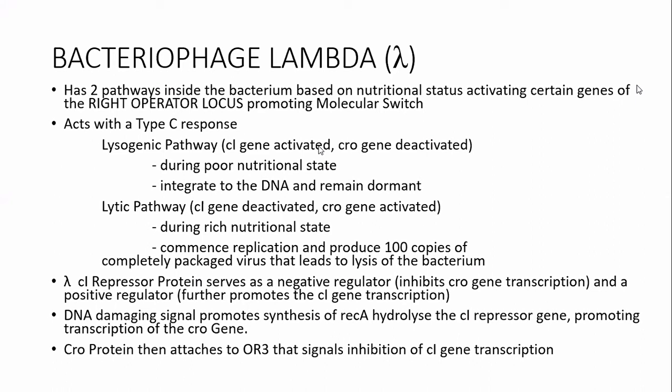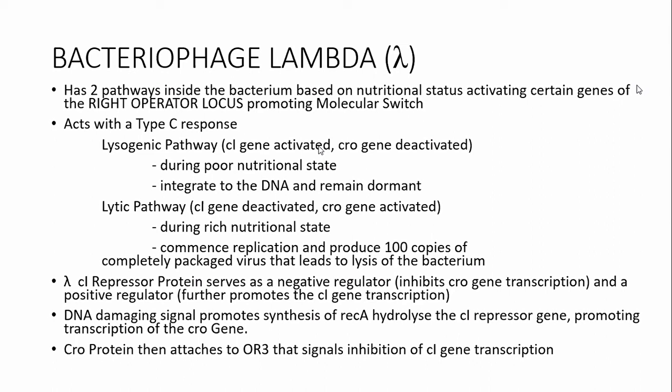Okay? That happens in your lytic pathway. In summary, for our bacteriophage lambda part, in the lysogenic pathway, your CI gene is activated that produces CI protein that would inhibit your CRO gene. It is present during a poor nutritional state so that there would be integration. Okay, integration only of your bacteriophage DNA into the DNA of the bacteria. That is during the lysogenic pathway.